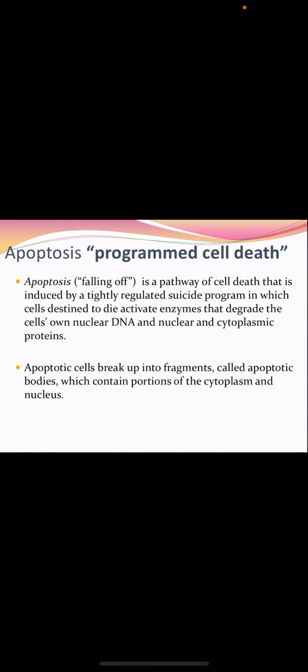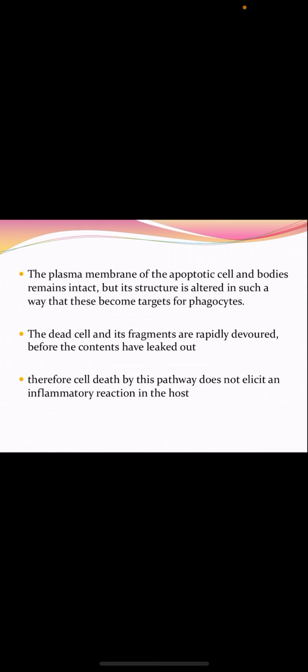Apoptotic cells break up into fragments called apoptotic bodies, which contain a portion of cytoplasm and nucleus. The plasma membrane of apoptotic cells and bodies remains intact, but its structure is altered in such a way that these become targets for phagocytosis. The dead cell and its fragments are rapidly devoured before the contents have leaked out. Therefore, cell death by this pathway does not elicit any inflammatory reaction in the host.